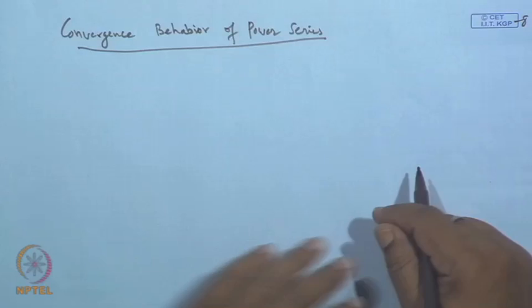Okay. So, what he says is there are power series which converge everywhere in the complex plane, there are power series which converge only at a single point, and there are power series which converge only in a region in the form of a disk.